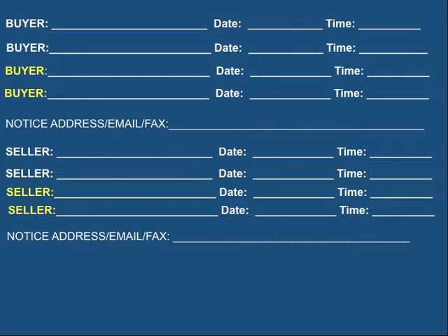Now we're moving into the critical part, which is getting the signatures on the contract. Of course, I think it goes without saying that the signature should match the name on the front of the contract. Believe it or not, I have seen situations where it didn't match, but it should match. And then we have the notice address, which is email or fax. Text cannot be considered here as an email address. It can be their official legal mailing address, email, or fax.